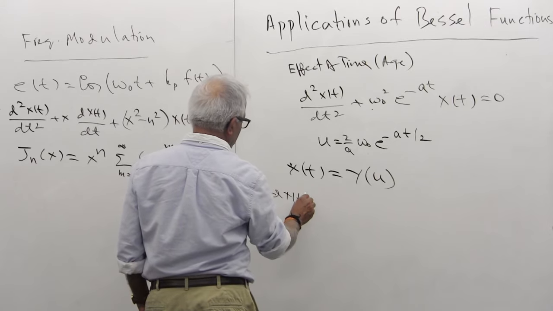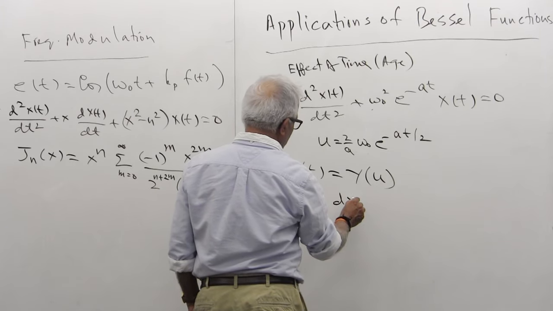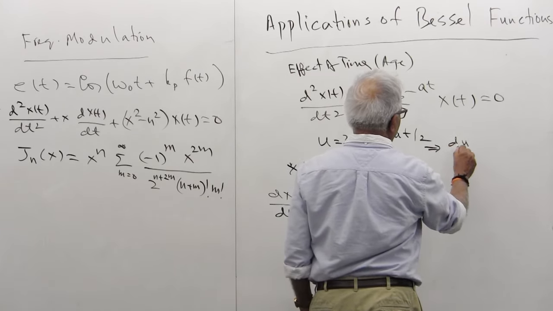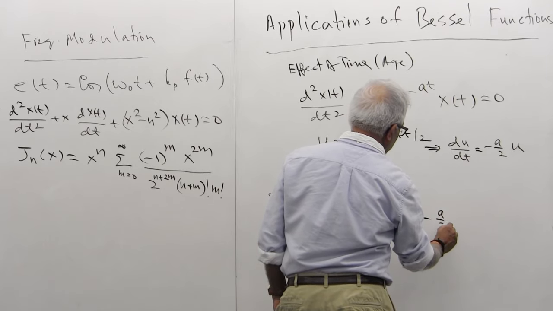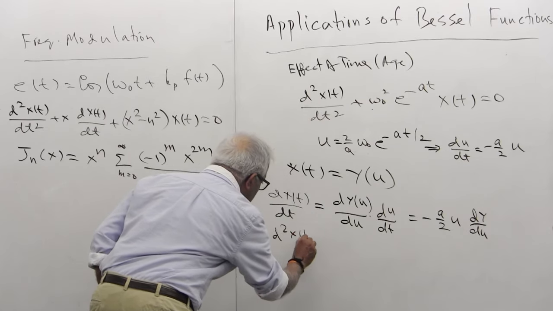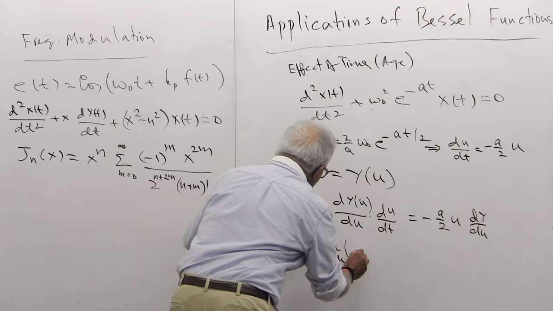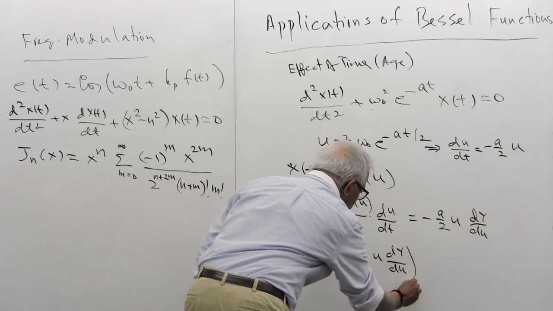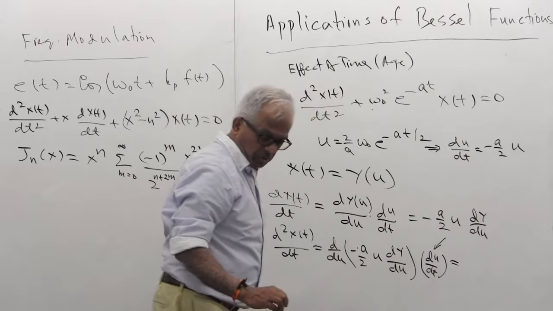All right, so then dx of t by dt is what we need, though we need the second derivative, but we'll start with this. So this is dy by du times du by dt. From here, du by dt is minus a by 2 times u. So this is minus a by 2 u dy by du. If you take the second derivative of x of t, that's going to be d by du of this quantity, minus a by 2 u dy by du, and then du by dt, which is this.